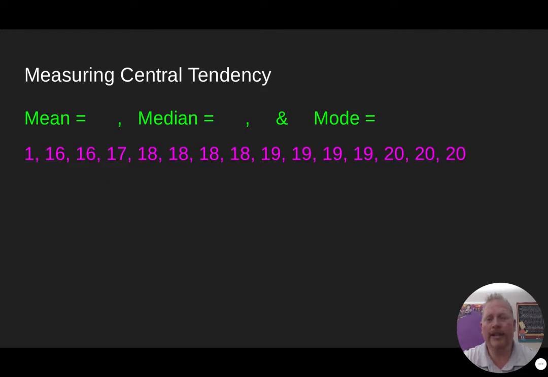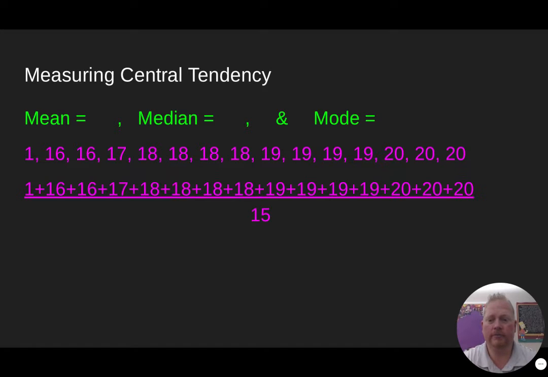All right, so let's take another look at some data here. These are numbers that I just made up. So 1, 16, 16, 17, a bunch of 18s, a bunch of 19s, and a bunch of 20s. So if this were like quiz scores and it was out of 20, I'd say overall this class did very well. So let's figure out the mean, median, and mode for each of these.